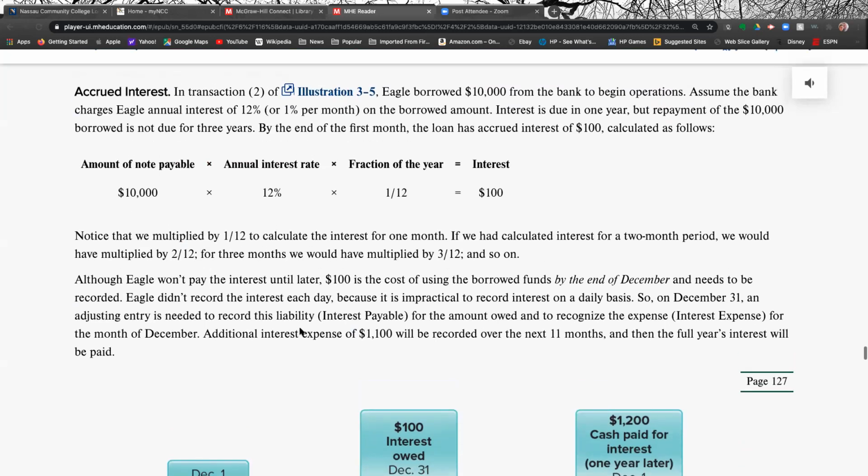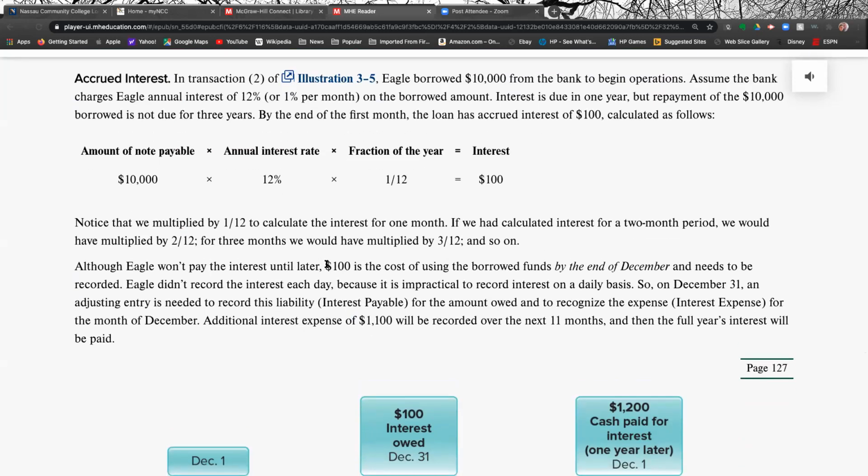Interest. If you go back to the example, they borrowed $10,000 from the bank. The interest on that is 12% a year or 1% a month.